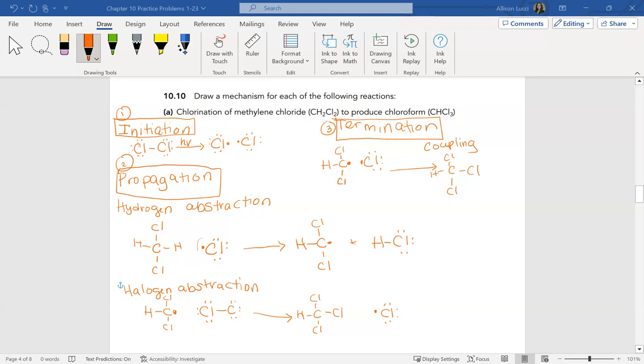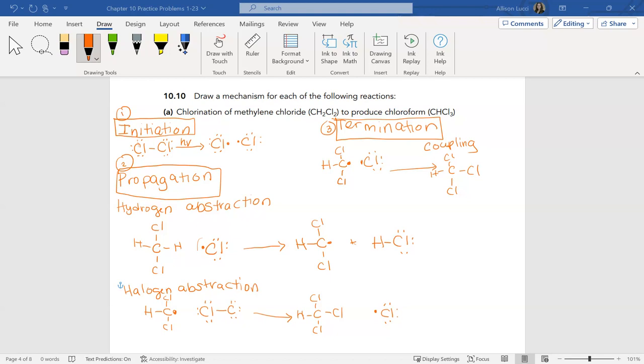For Chapter 10, Problem 10, we're asked to draw a mechanism for some reactions listed in this question. So I believe there's 4 parts or so, or maybe even more. But we're going to look at the reaction listed in A here, which is the chlorination of methylene chloride. And they give you the formula, CH2Cl2, to produce chloroform, which is CHCl3.